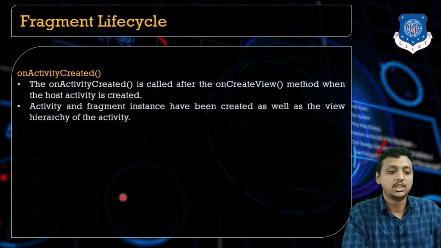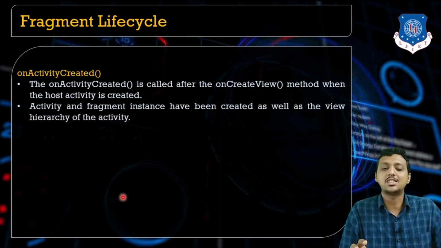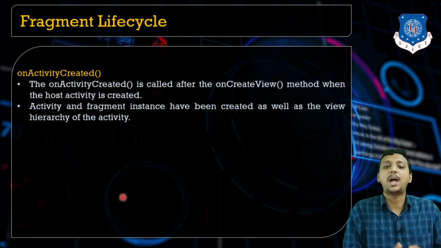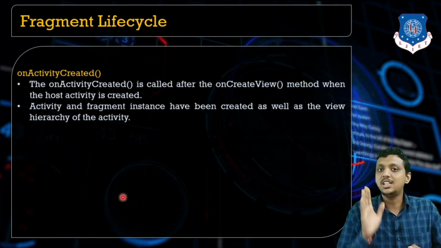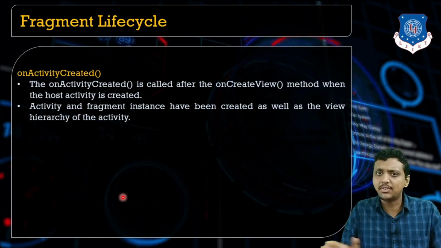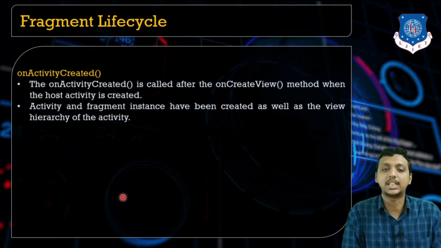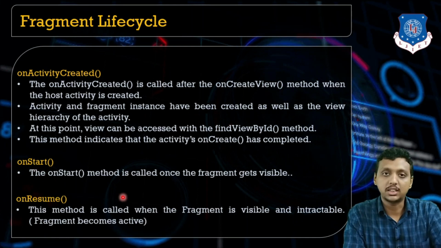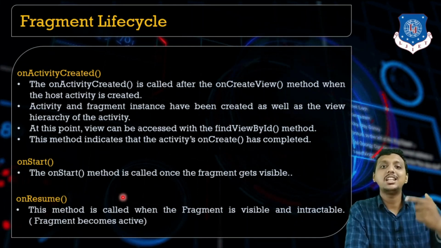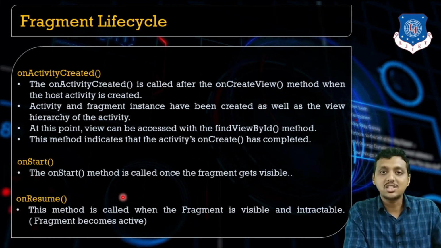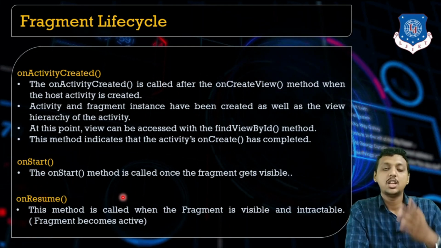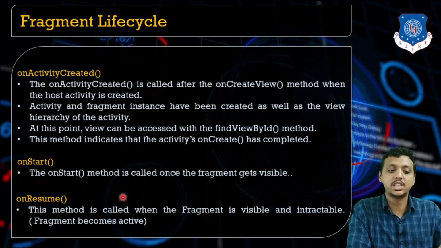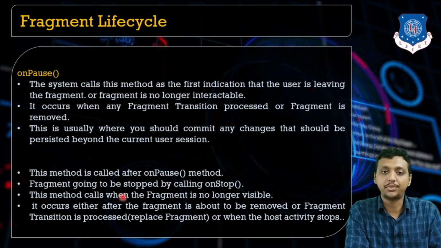Fine. So now the next one is the activity and the fragment instance. See, after calling these methods, the objects of the activity and the fragment are both successfully created. Next is the onStart method. When your activity is in the started state, the onStart method is called for the fragment. When your activity is in the resumed state, the onResume method is called for the fragment.